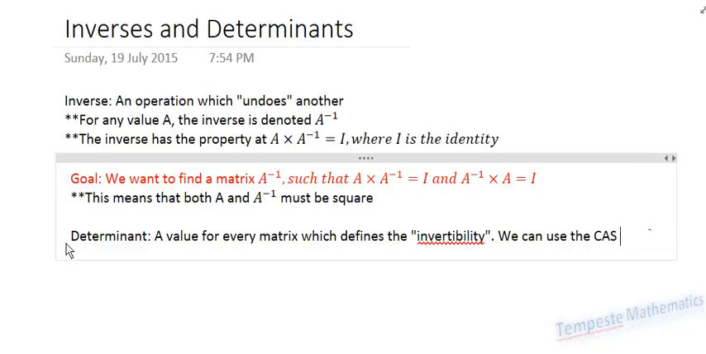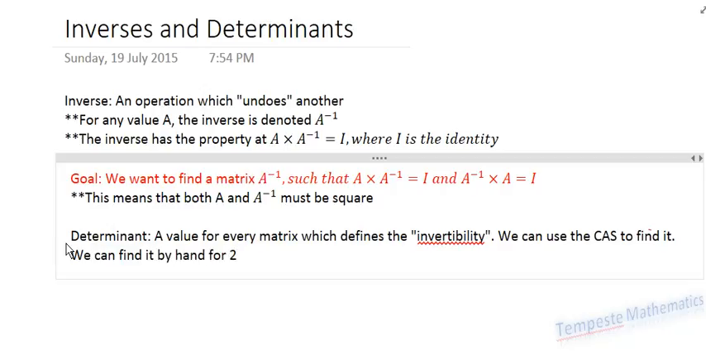We can use the CAS to find it. There's a little function: if I give you a matrix, it will give you the determinant. We can find it by hand for 2 by 2. You can find it by hand for 3 by 3, 4 by 4, but it can be a really long process, so we'll only do it by hand for 2 by 2s.